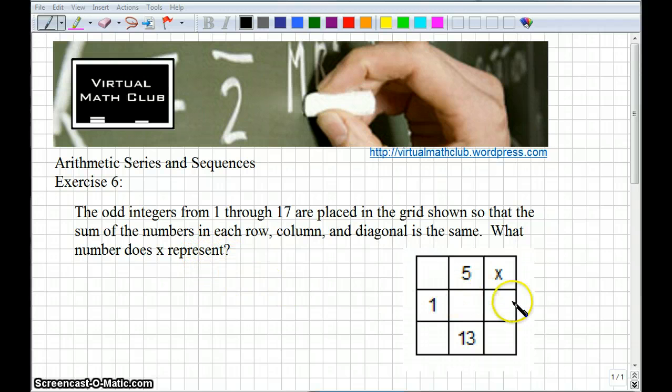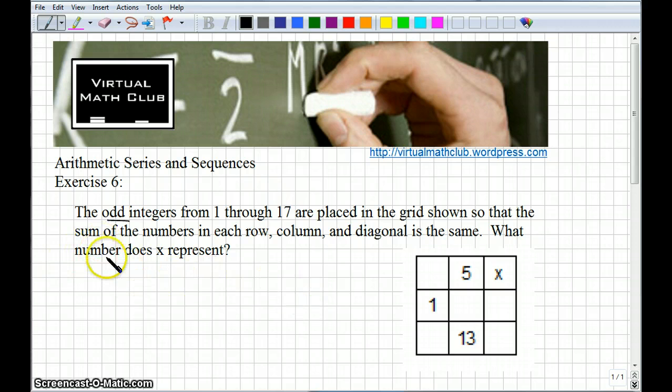And the way that we can use the things we learned about series and sequences is that we know that the sum of each row and column has to be the same, but it doesn't say what that sum is. So if we were to sum up all the odd integers from 1 to 17 and divide it by 3, because we know we had to place all those integers in a cell somewhere, so that'd be like all the rows or all the columns, then we should get the sum of what one row or column should be.